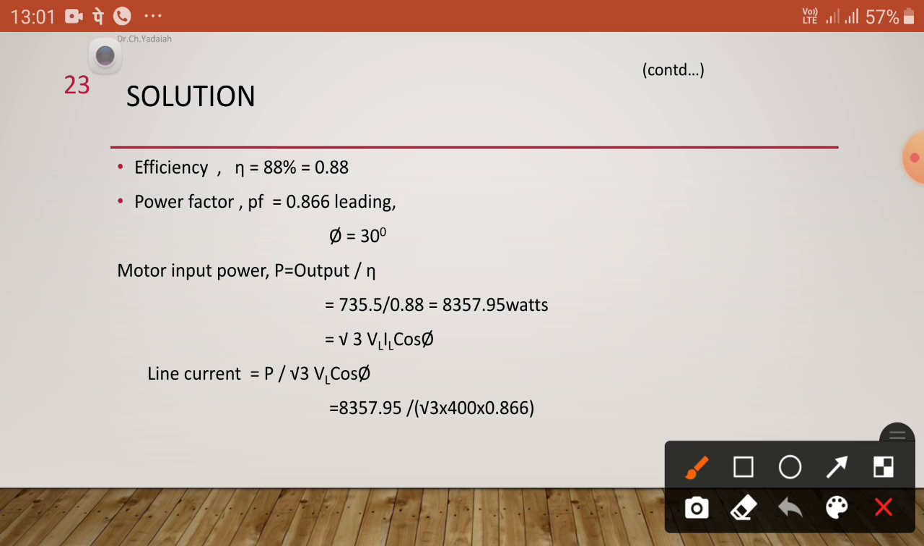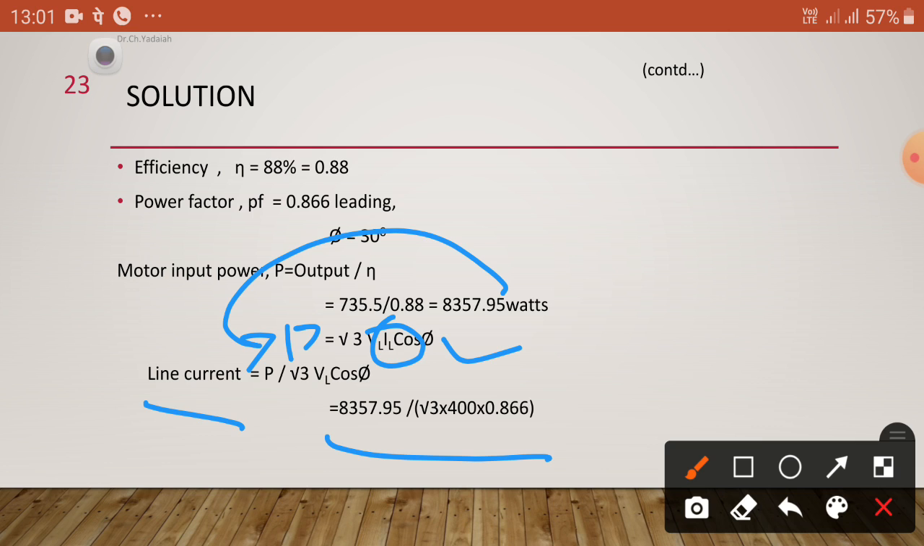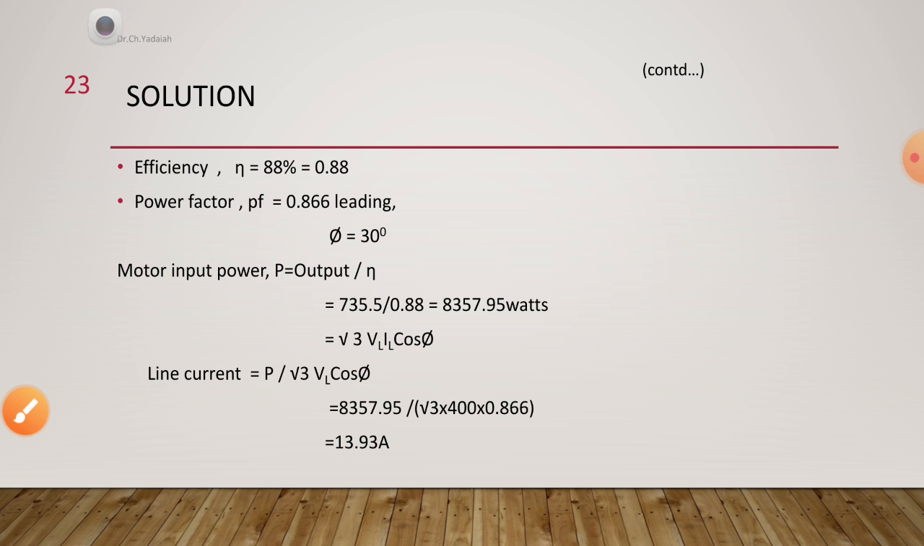So here you can see P is equal to root 3 VL IL cos phi. P we already know, VL is already given, and cos phi is also given, and IL we require. So line current IL is equal to P by root 3 VL cos phi. Substituting the values, we get the line current. So what is the line current now? 13.93 amperes. In this case, the motor is drawing 13.93 amperes from the supply with the leading power factor.